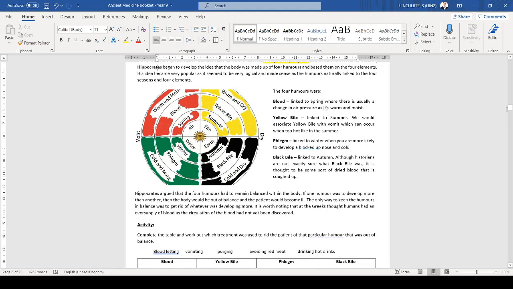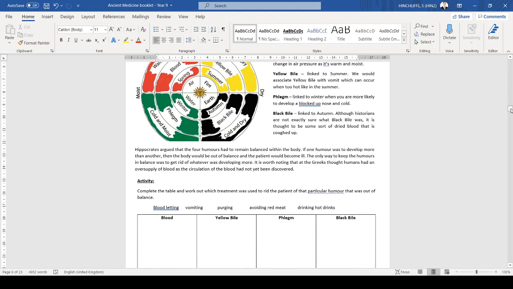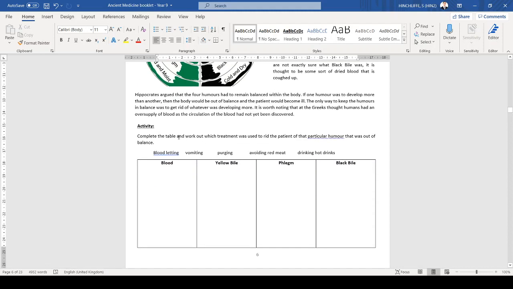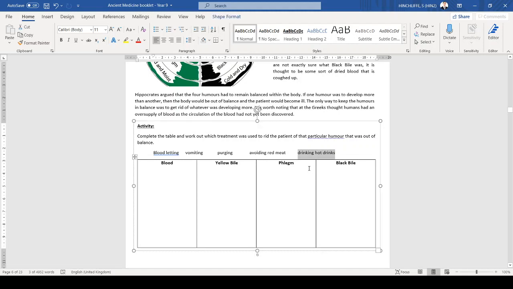So, based on the theory, the ancient Greeks start to develop treatments. Okay, so here you have the four humours, and here you just have a couple of treatments that the Greeks would have prescribed you should you be ill. So, let's have a look at this one. Drinking hot drinks. Okay, so think about which humour that is going to help get rid of.